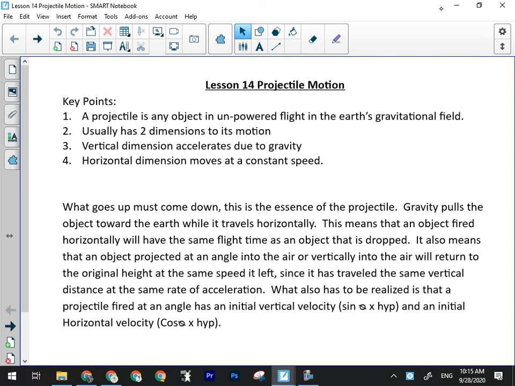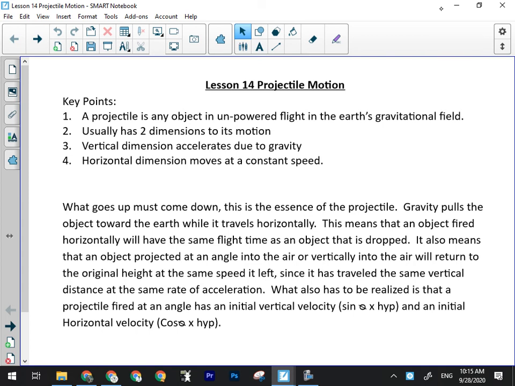What if I throw something horizontally? Would it have a vertical component? Yes, because the moment it leaves my hand, what is it doing? Falling. Even if I throw it horizontally. And that's one of the types of projectiles we're going to look at today: horizontally projected projectiles.